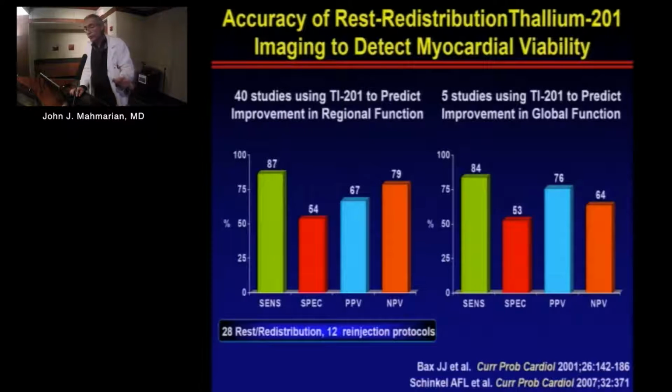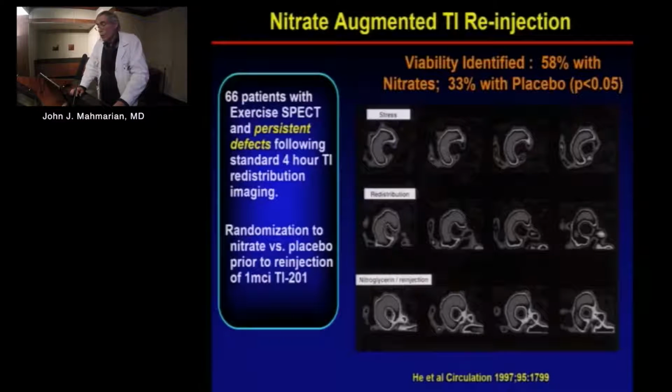Now, if you use these different cut points, this is what you see in terms of looking at rest redistribution thallium imaging, and this is looking at regional function as well as global function. You have about 80 to 90% sensitivity, about 50% specificity. You can see the positive predictive value is around 60 to 70%. With nitrates, you can actually significantly improve that. This is looking at augmented thallium re-injection imaging.